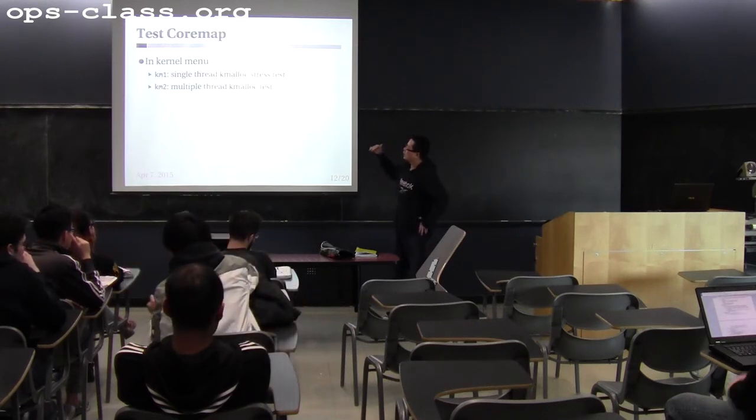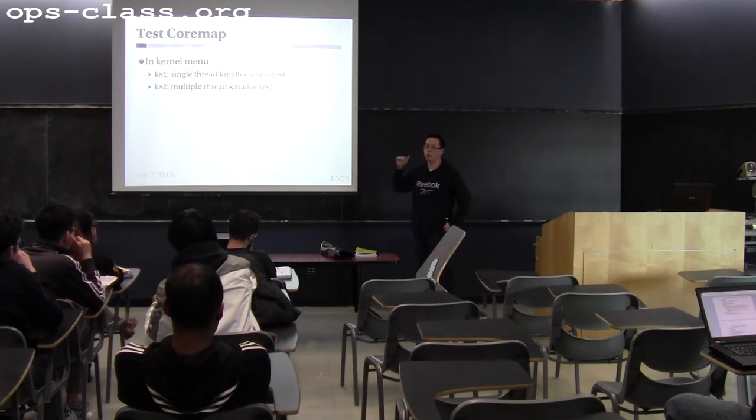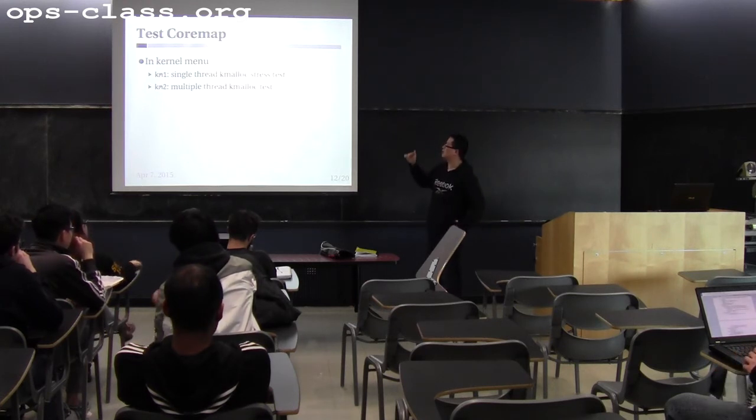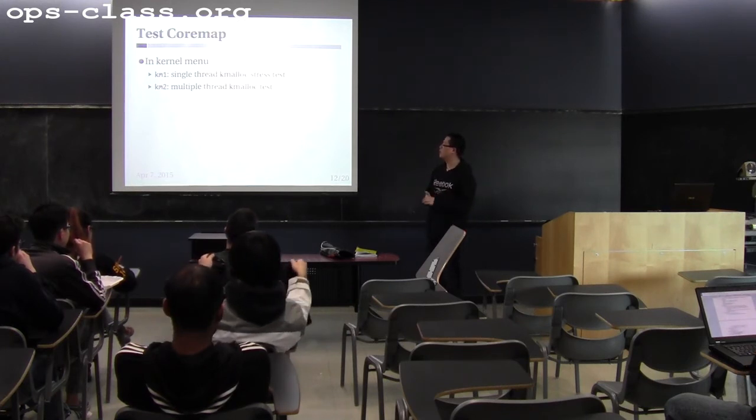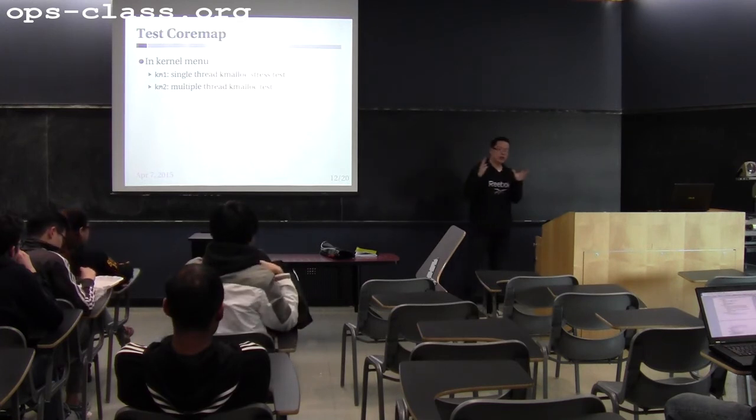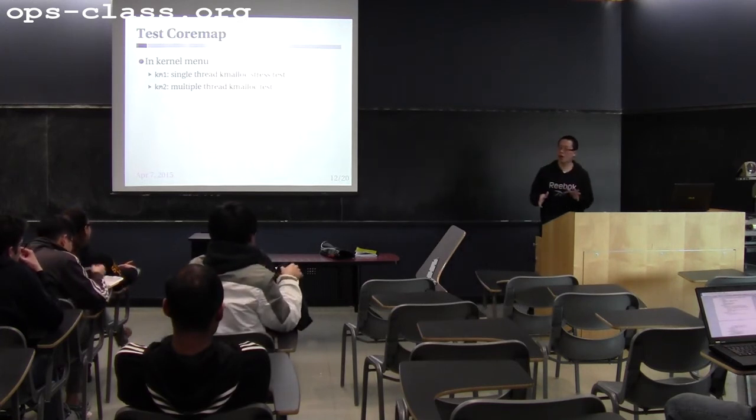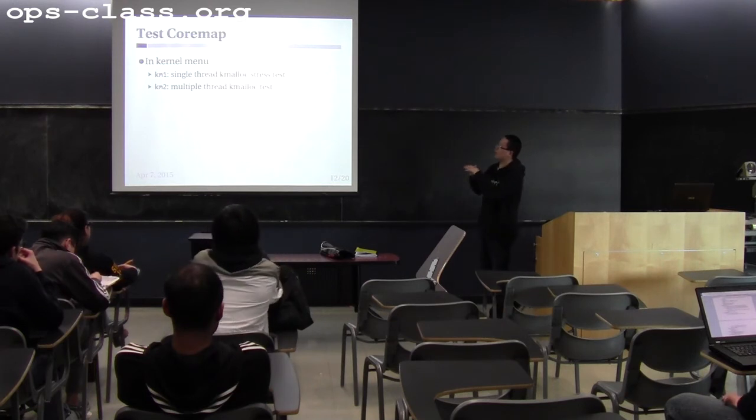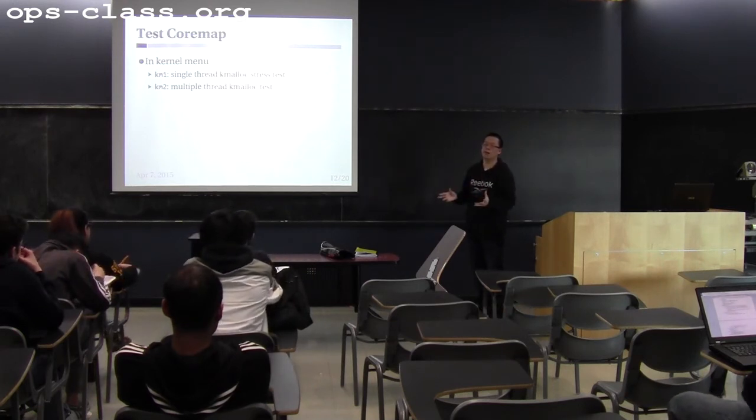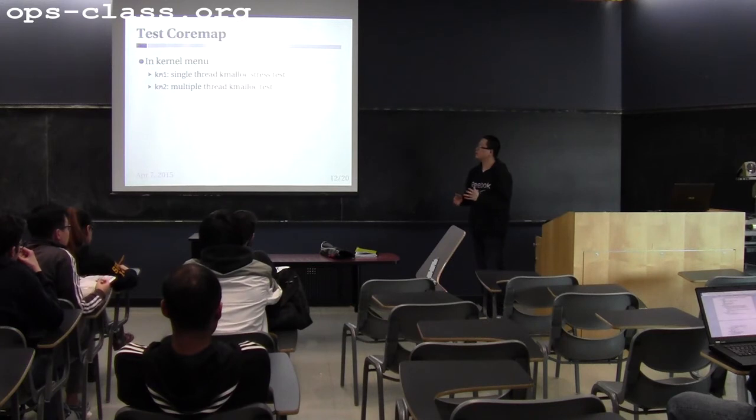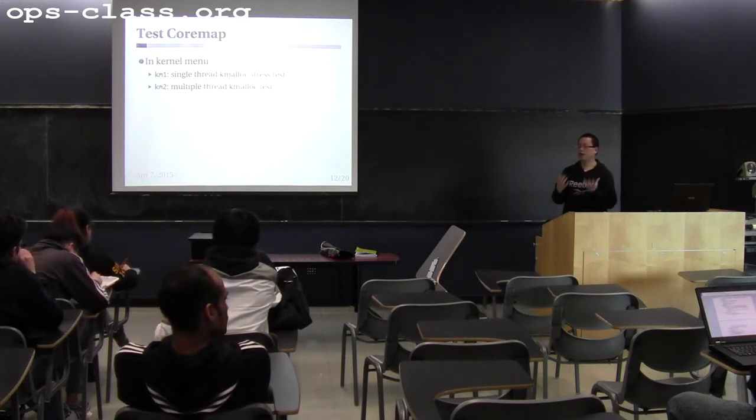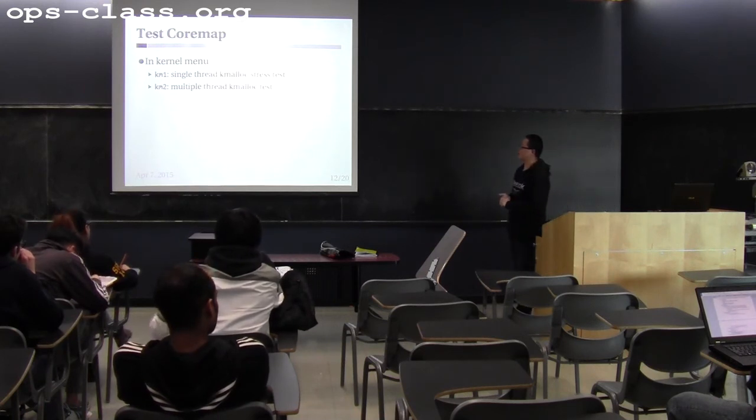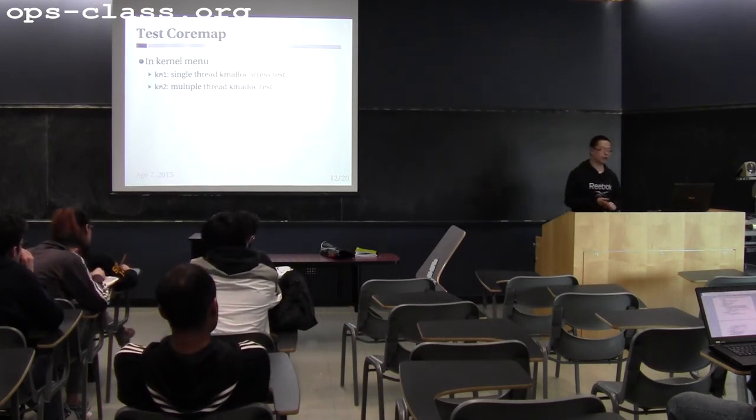So once you think you are done with the call map, this is the test you can use to be sure that your call map actually works and is solid. We have KM1, which is a single thread kmalloc stress test, and we also have KM2, which is a multi-thread kmalloc test. You don't want to move on or work on anything else if you fail any of these two tests. You want your call map to be solid, to be bug-free, and to provide a solid background for the other parts of the assignment. So this is how you can test your call map.